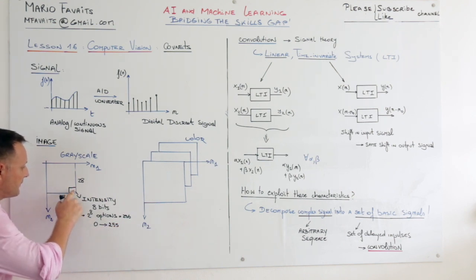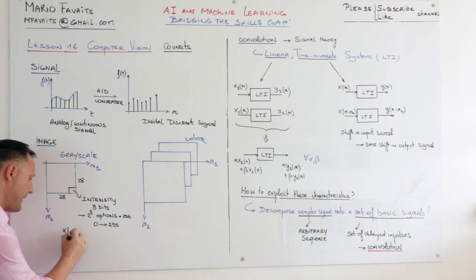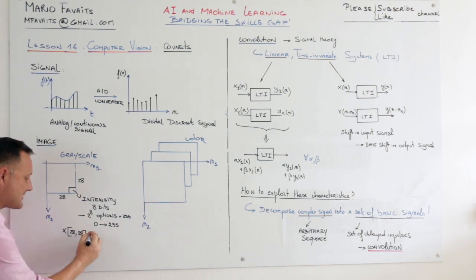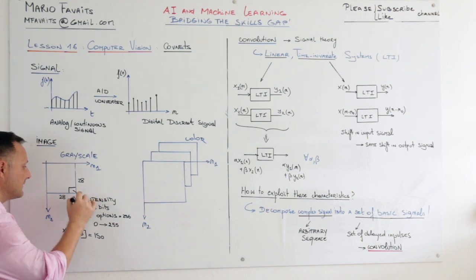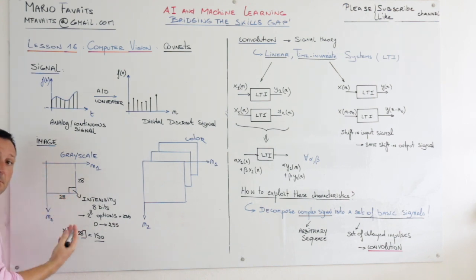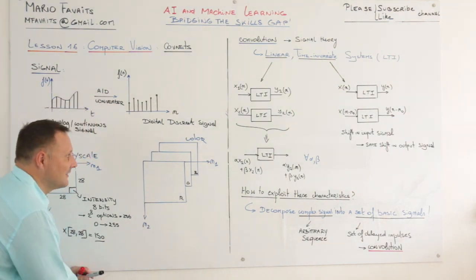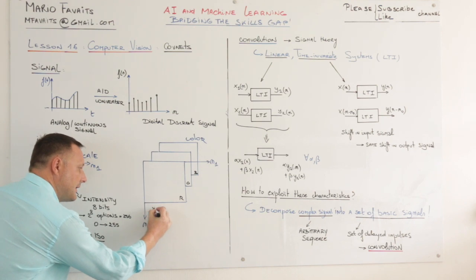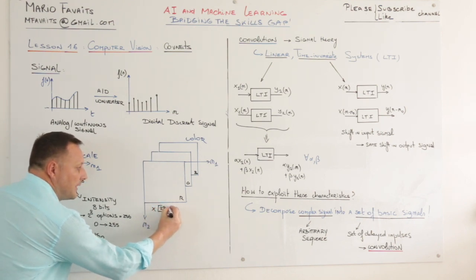So here, for example, this could be x 28, 28. That's that pixel. It could be the value of 150 in terms of intensity. So this 150 would be the number here. So here you have actually a matrix with values, and the values are the intensity of the pixel at that position of the image. So that's for grayscale.